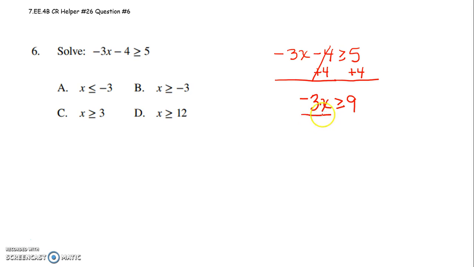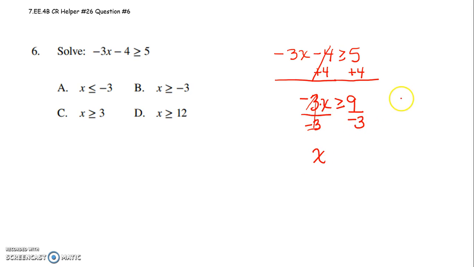As 7th graders, we use a fraction bar to represent division. To get a coefficient of 1 in front of x, I'll have to divide the left-hand side of the inequality symbol by negative 3. Therefore, I must divide the right-hand side of the inequality symbol by negative 3. Negative divided by a negative is a positive. 3 divided by 3, fancy form of 1. 1 times x is just x.